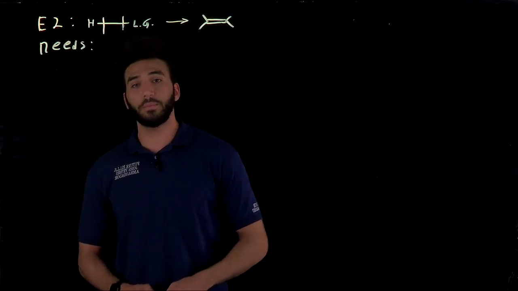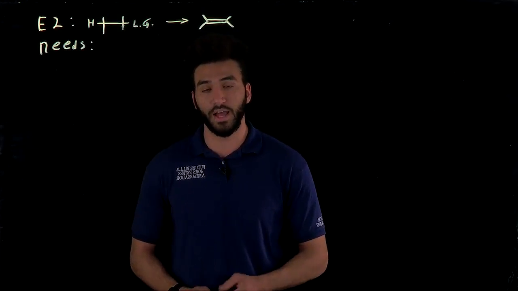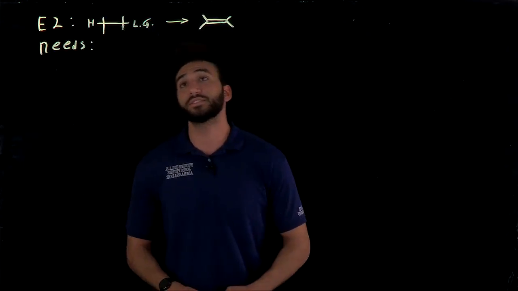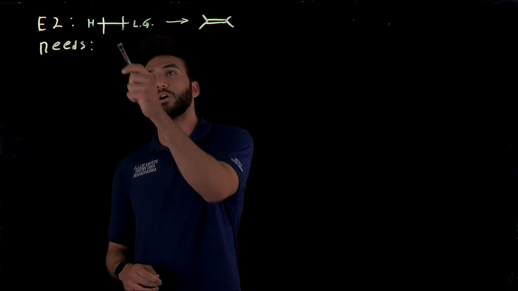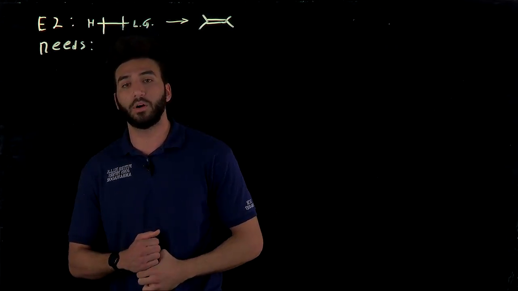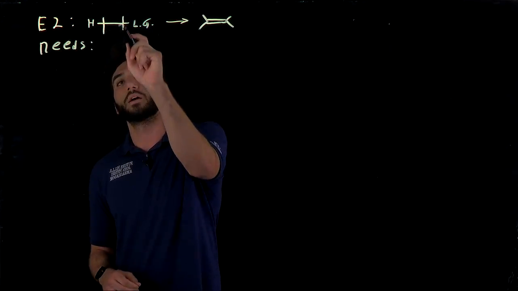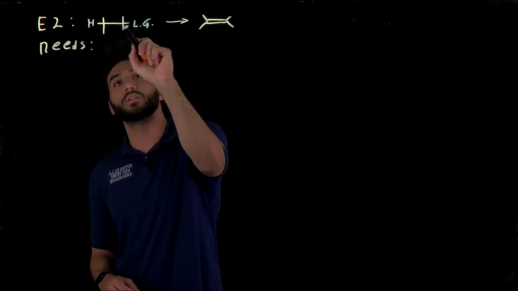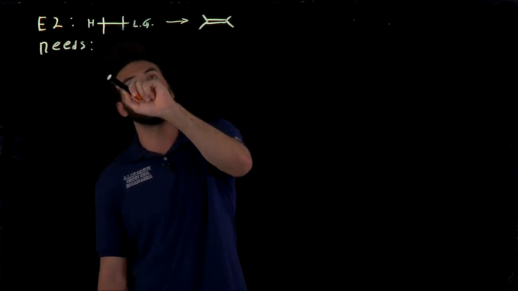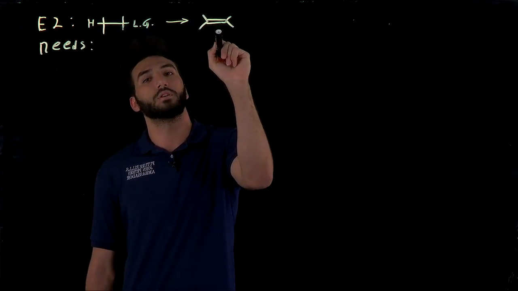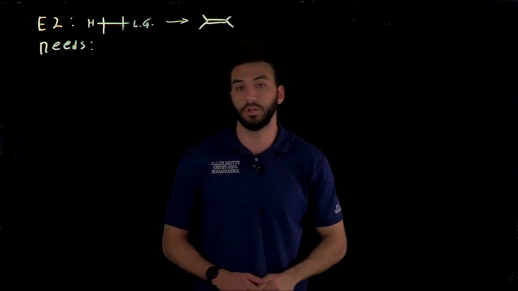So today we're going to be talking about E2, which is a type of elimination reaction. And basically in elimination reactions, we always go from a single bond, a sigma bond between a carbon and a carbon. This carbon always has to have a hydrogen, and this carbon has to have a good leaving group. And always you're going to go from this to an alkene. That is what an elimination does.